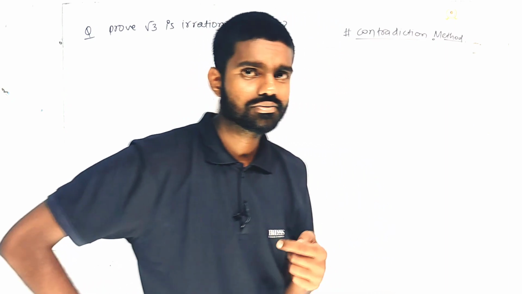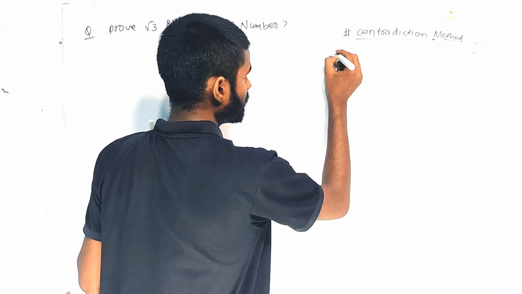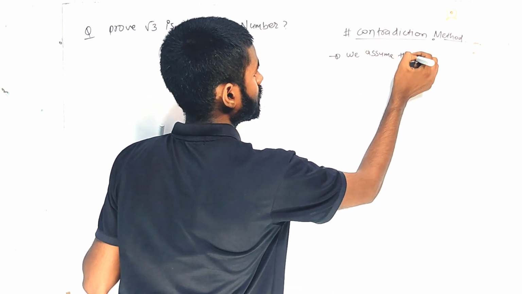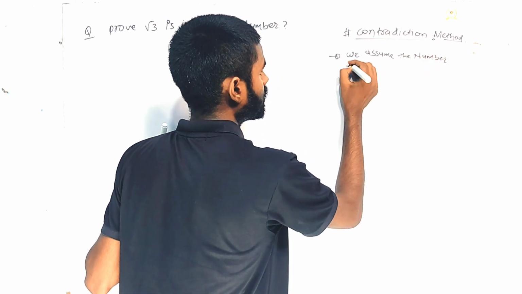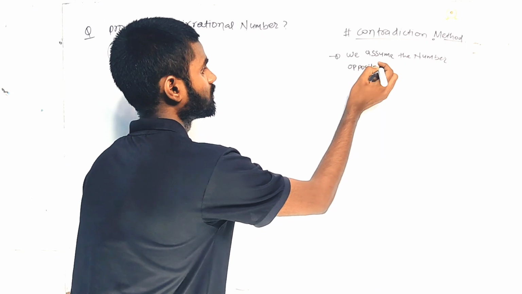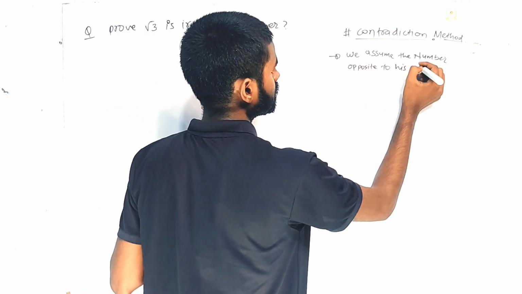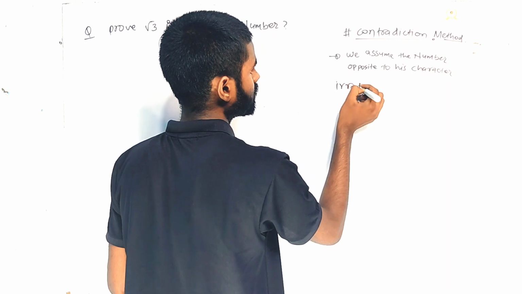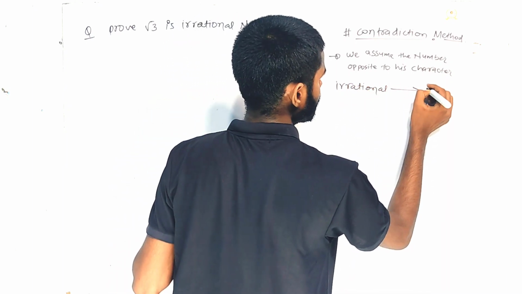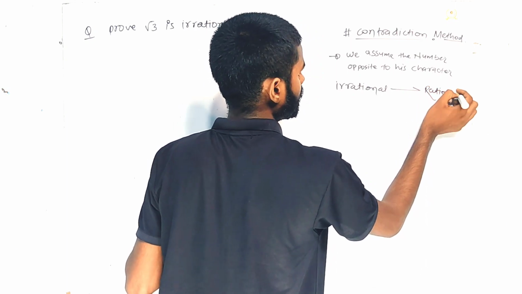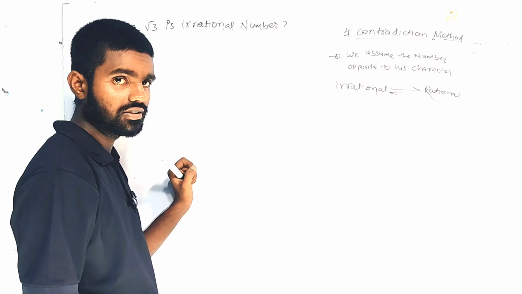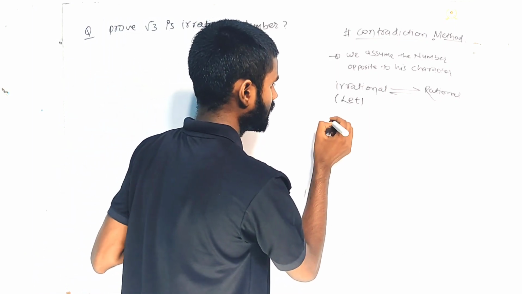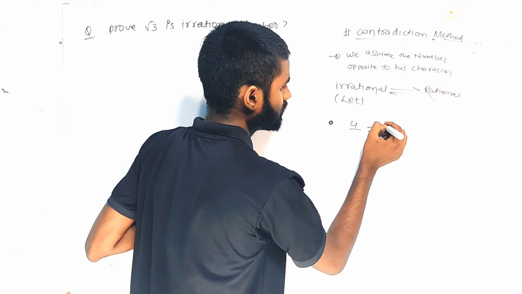You are not getting my point? Let me say it again. In this method, we assume the number opposite to its character. It means, if we have an irrational number, then we have to let it be a rational number, or if we have a rational number, then we have to let it be an irrational number. We have to just assume it.